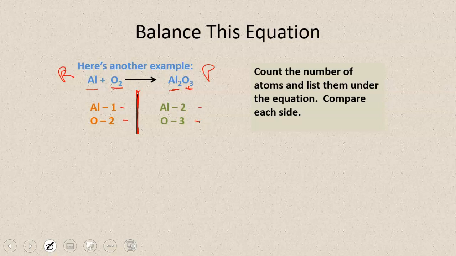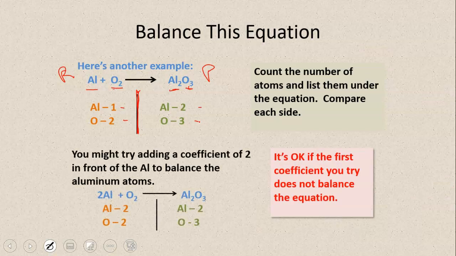Okay. The aluminums aren't balanced, the oxygens aren't balanced. We need to do some work. So, we could try adding a 2 in front of the aluminum because we know we need at least 2 aluminums, right? So we could try adding a 2 in front of the aluminum and see what happens. If we do that, that changes our aluminum to 2. It was 1, but now it's 2 because we think we might need 2 molecules of aluminum.